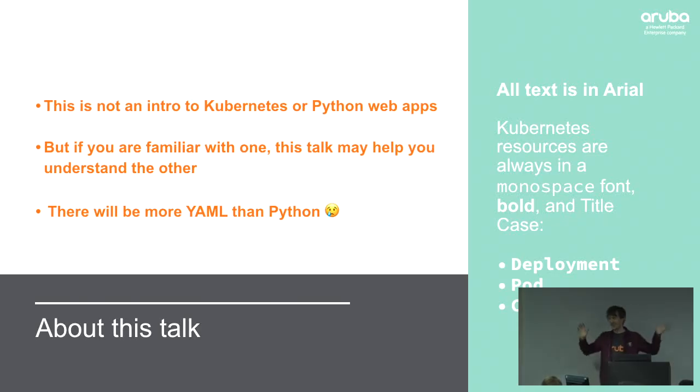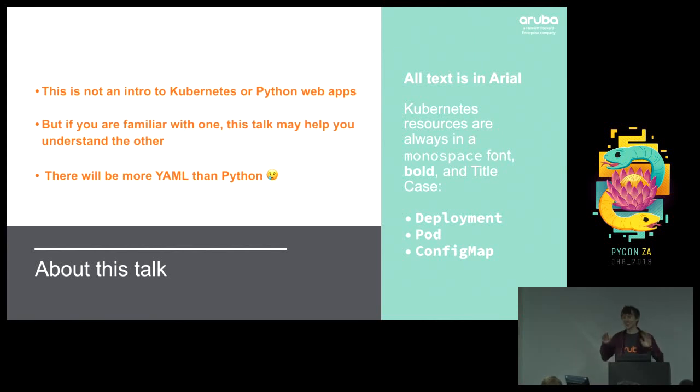So, fair warning for this talk, it's not an intro to Kubernetes. I'm not going to explain how that works, or an intro to Python web apps, but hopefully if you understand one of these things, it will help you understand the other. And there will be more YAML than Python, probably. I don't think there's actually any Python code. And a note, most of the text is in Arial, but when I'm talking about a Kubernetes resource, like a top level thing, I've tried to always do that in a monospace, bold title case thing, so you know that's a Kubernetes thing.